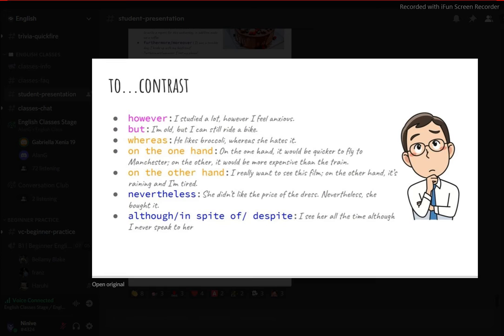In this slide, the other more interesting words are although, in spite of, and despite. So let's read the example about them. I see her all the time, although I never speak to her. Next slide.